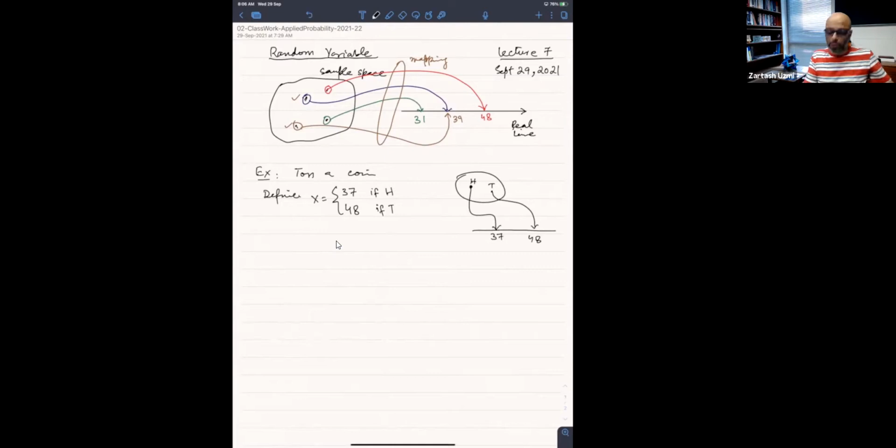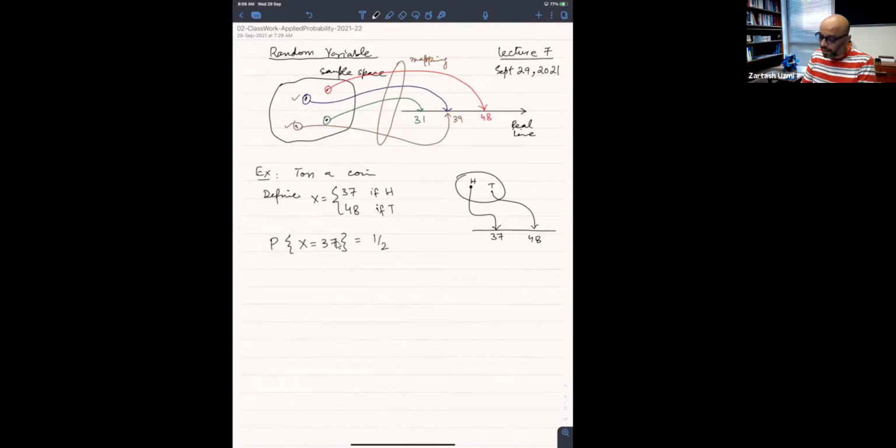So now if I ask you the question, what is the probability that a head occurs? Everyone knows the answer. It's 1/2. What is the probability that a tail occurs? Again, 1/2. If I ask you the question, what is the probability that X takes the value 37? What is this probability? Answers in the chat window. This probability is 1/2.